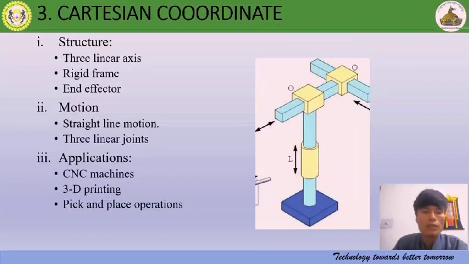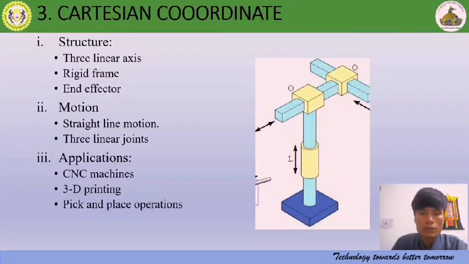Second one, it is a three linear joint. Each axis has a linear joint that allows movement in one direction, providing precise control over the position of the end effector. And third one, I will explain on the basis of application. The applications of the Cartesian coordinate are CNC machine, 3D printing, and pick and place operation.